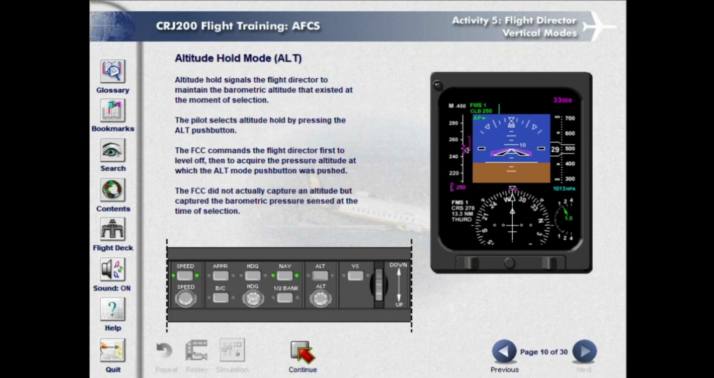Altitude hold mode. Altitude hold signals the flight director to maintain the barometric altitude that existed at the moment of selection. The pilot selects altitude hold by pressing the Alt push button. The FCC commands the flight director first to level off, then to acquire the pressure altitude at which the Alt mode push button was pushed. The FCC did not actually capture an altitude, but captured the barometric pressure sensed at the time of selection.